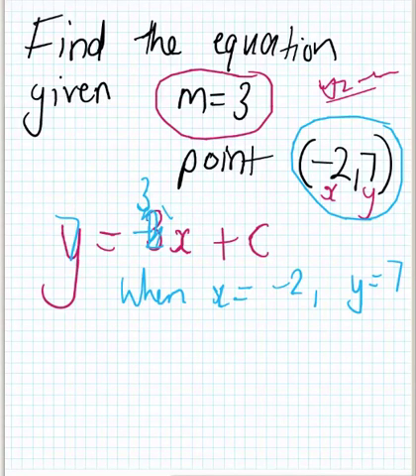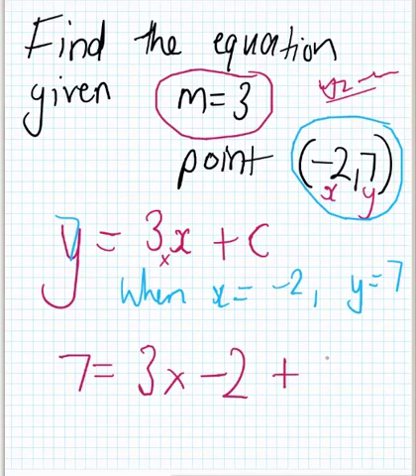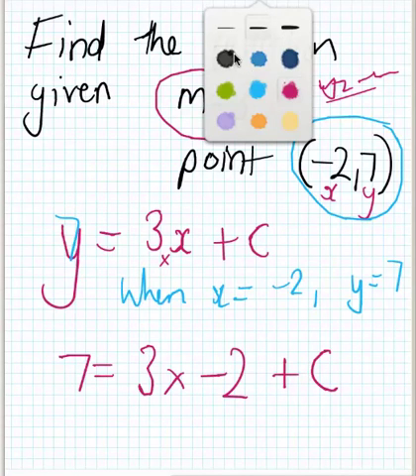I'll just clear that so it's not so messy. Here we go. All right, so when y is 7, we have 7 equals, and in between the 3 and the x there's a times. So 3 times, and what is x according to this point? x is negative 2, and plus c. So now we've gotten rid of the x and y variables. We have one variable, c.